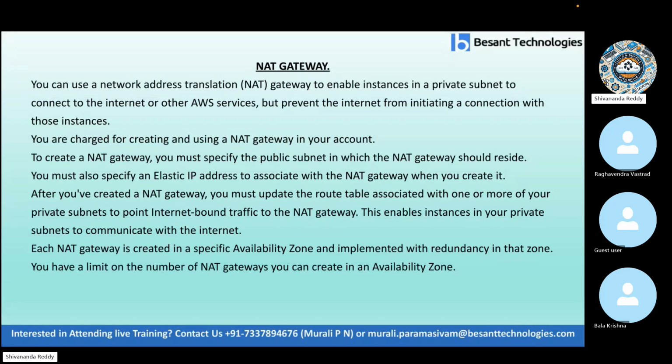You are charged for creating and using a NAT gateway in your account. To create a NAT gateway, you must specify the public subnet in which the NAT gateway should reside. You must also specify the elastic IP address with the NAT gateway when you create it. After you have created a NAT gateway, you must update the route table associated with one or more private subnets to point internet bound traffic to the NAT gateway. This enables instances in your private subnets to communicate with the internet. Each NAT gateway is created in a specific availability zone and implemented with redundancy in that zone. So you have a limit on the number of NAT gateways you can create in an availability zone.